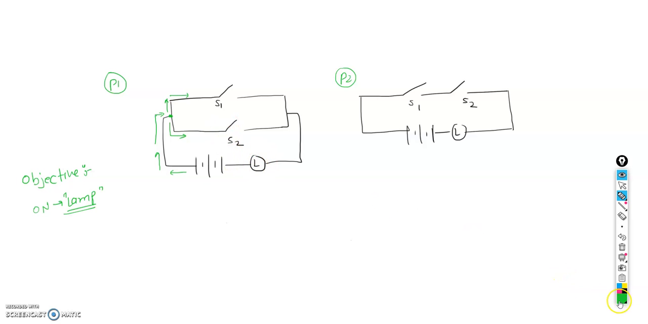Suppose your current is flowing in this direction. Now this will be the point where your current will not be able to go ahead, because this switch S1 is open. Similarly, S2 is an open switch. So now my light is not going to be on. Because our objective, our target, is to switch on the light, how is it possible to switch it on?